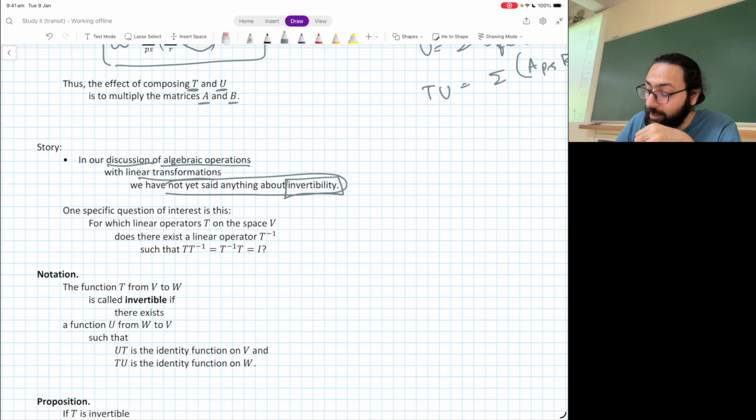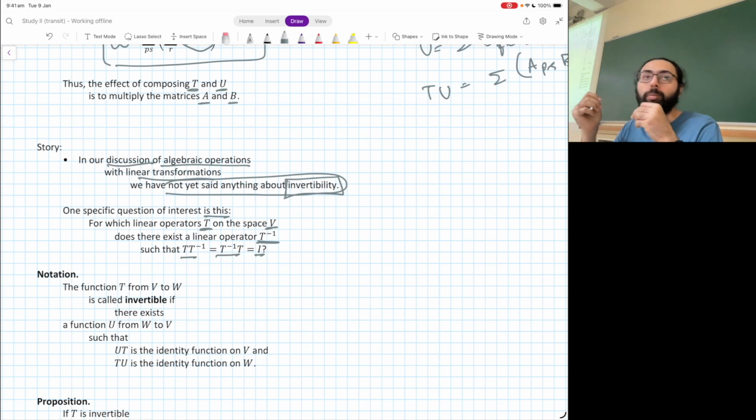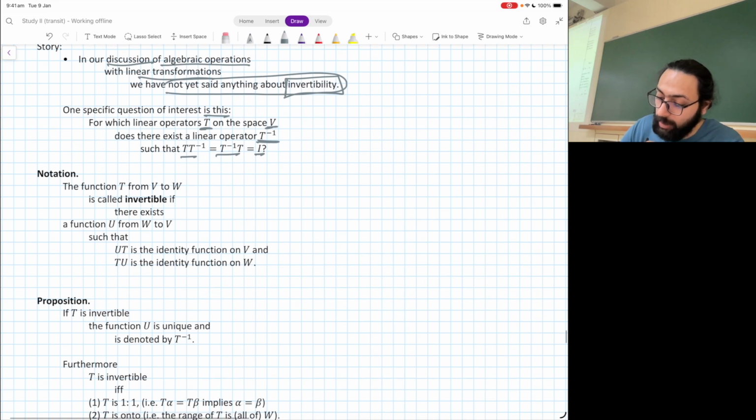So one specific question of interest is the following: for which linear operators T on the space V does there exist some notion of T inverse such that T times T inverse is the same as T inverse times T is the same as identity? Because for matrices we already saw this. We spoke about invertible matrices. So now we're going to ask a similar question, but for the set of linear operators.